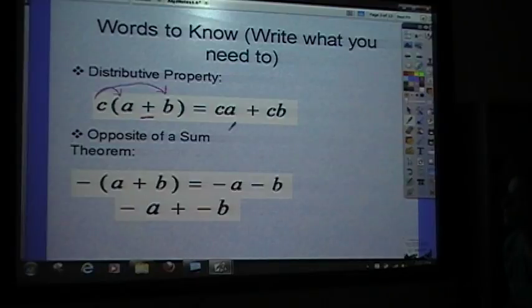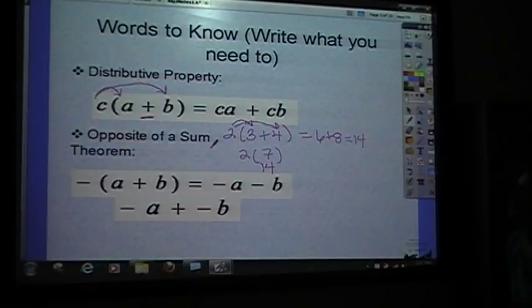Okay, let's put some numbers in here to make sure that it works. 2 times 3 plus 4. Here we go. 3 plus 4 is 7. We know that. What is 2 times 7? 14. If we would have used the distributive property, 2 times 3 is 6. 2 times 4 is 8. 6 plus 8, guess what? 14. It always works out this way, and it's the distributive property.